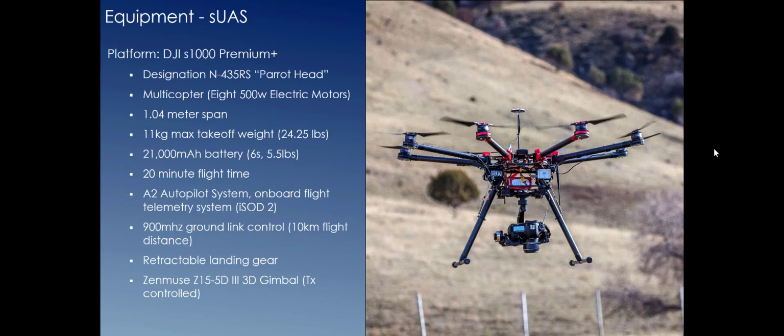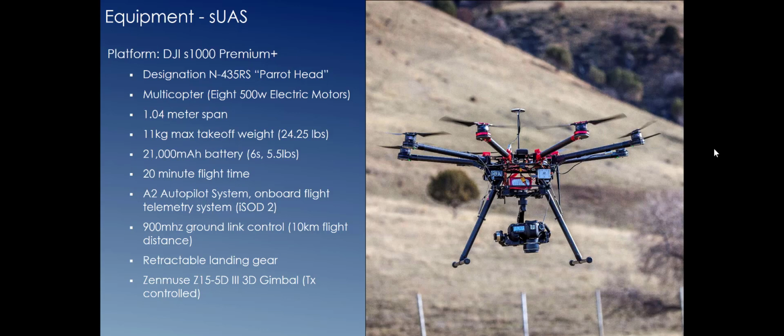So some of our equipment, generally our heavy lift machines, are DJI S1000 Premium Plus systems. They're all registered with the FAA as required. They're multi-copters with 500 watt electric motors. There are 8 motors on the octocopter, of course, and they have about a meter wingspan, if you will.